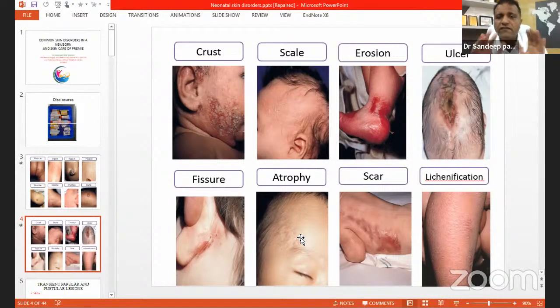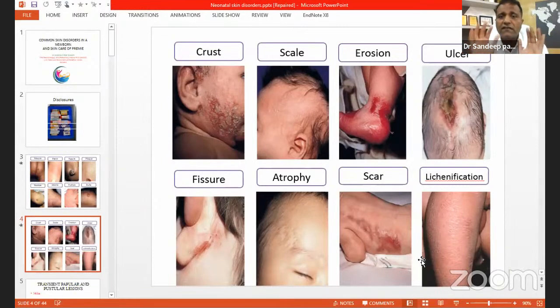Then atrophy is nothing but some part of the skin, deeper or superficial, is not formed, so you will find some kind of dent there, so it is atrophy. And scar: any kind of skin lesion, when it is healed by fibrous tissue, forms a scar. And then the last lesion is lichenification. Lichenification is where the skin is thickened and adhered to the part below, and there are visible markings over the skin.